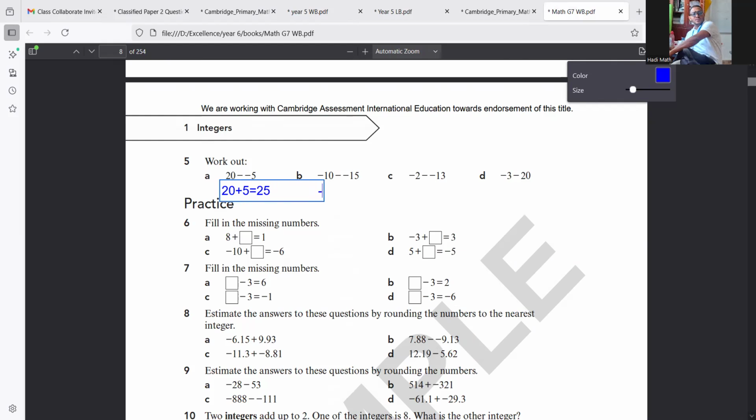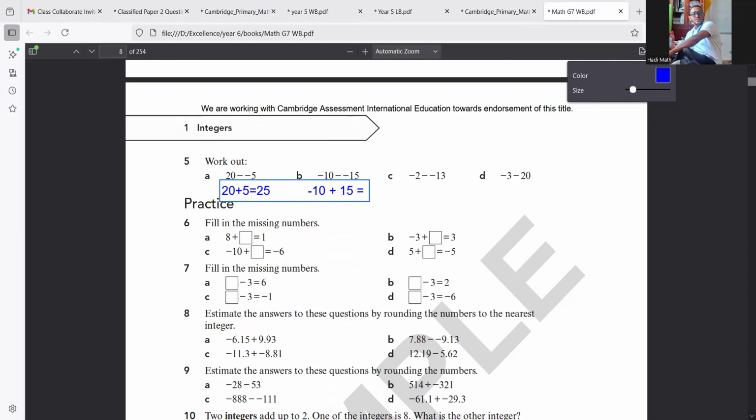Let's go. This one is negative 10, as it is. Minus, minus, it will be plus. And it will be plus 15. And when you have negative 10 plus 15, 10 is negative, and 15 is positive. You put the sign of the greater one, which is 15, positive, and the difference between them is 5.